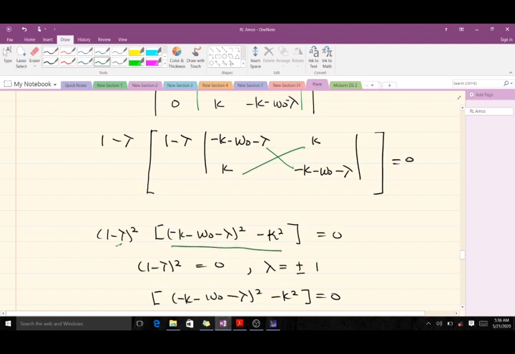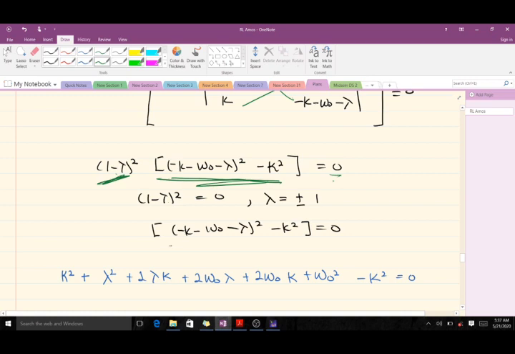So this means that the whole of this is equal to 0, or the whole of this is equal to 0. So solving this, 1 minus lambda all squared equals 0. That means our lambda is plus or minus 1. Then we come to solve this.